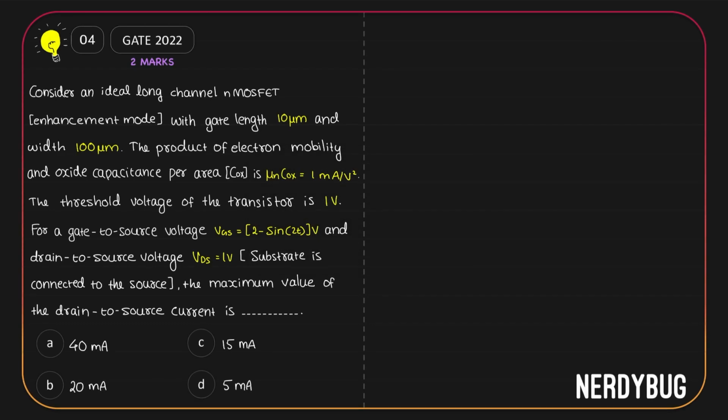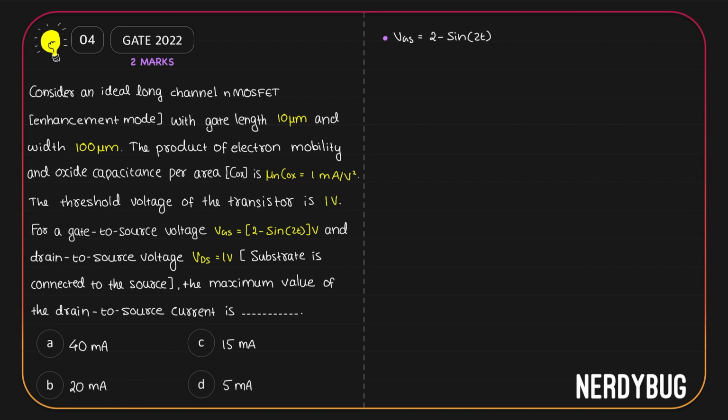The question is to find the maximum value of the drain current. So the natural instinct is to use the equation µnCox W by L (VGS minus VTH) whole square. But before we jump into that, we have to make sure in which region the MOSFET is working in. So let us do that first.